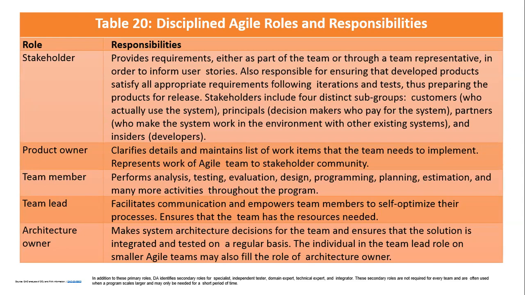So stakeholder, one entity, one role; product owner, another one. Product owner clarifies details and maintains the list of work items that the team needs to implement, and represents the work of an agile team to the stakeholder community. So it sounds very similar to the traditional role that we are used to in Scrum. So the role of the product owner in Scrum is very similar to what we see here in Disciplined Agile. Then we have team member, team lead, and architecture owner.